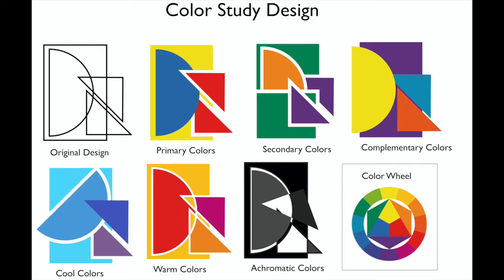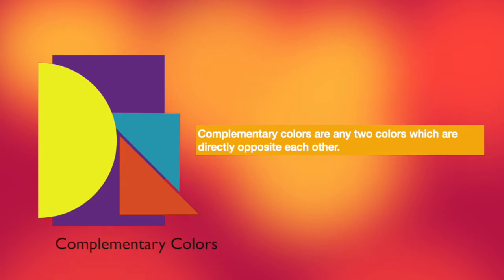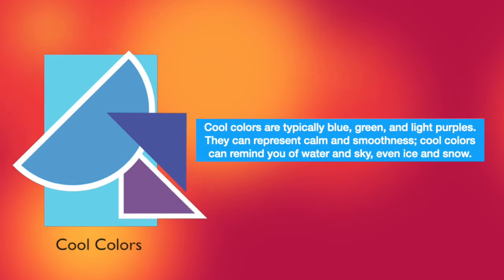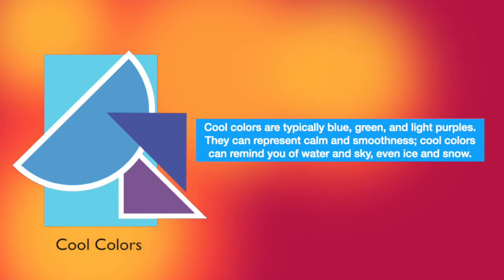In this color study, I want to introduce to you a couple of more new techniques. You're familiar with primary colors and secondary colors. The new ones will be complementary colors, cool colors, warm colors, and achromatic colors. Complementary colors are two colors which are directly opposite of each other. Cool colors are typically blue, green, and light purples. They are soothing colors and they represent usually the sky, water, ice, or snow.